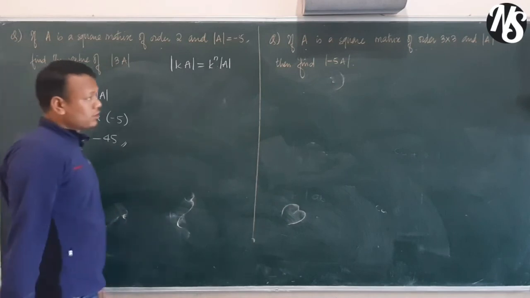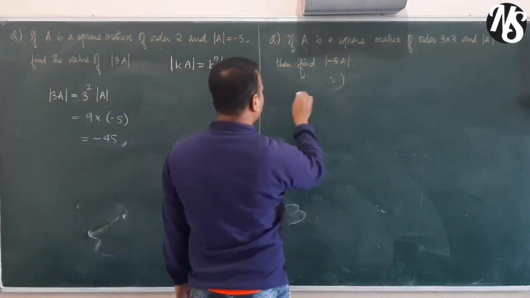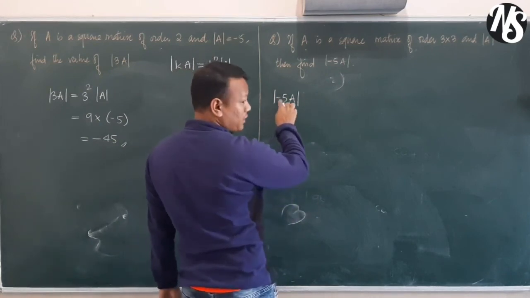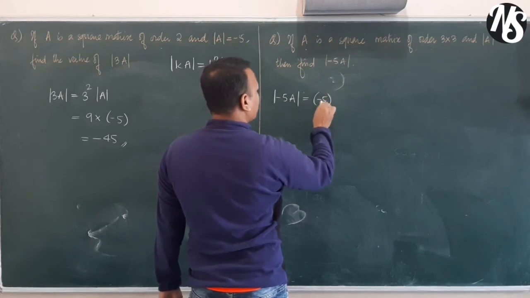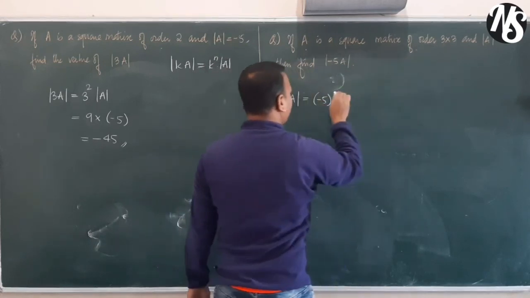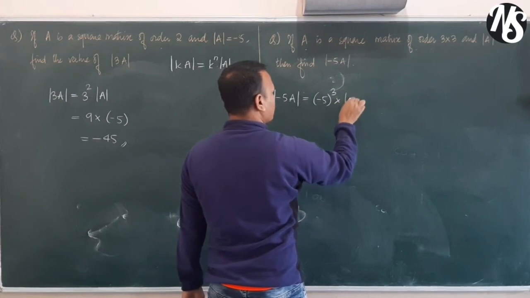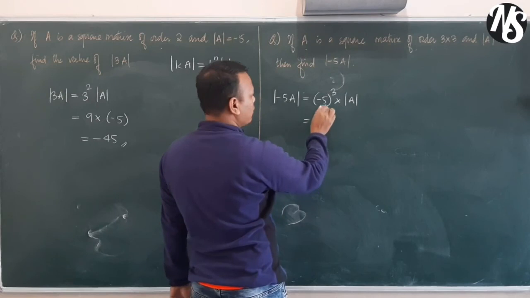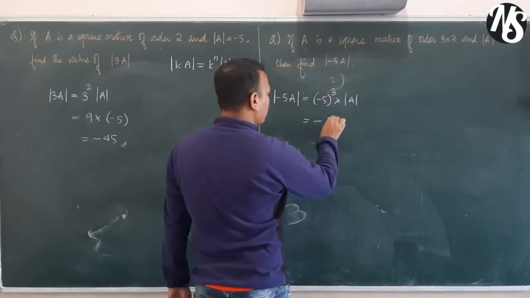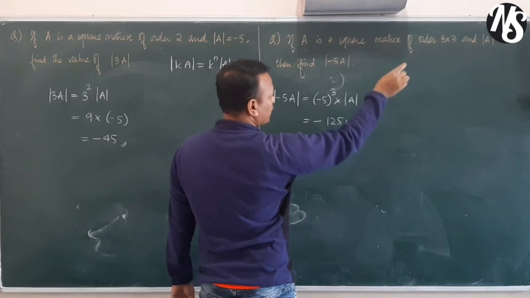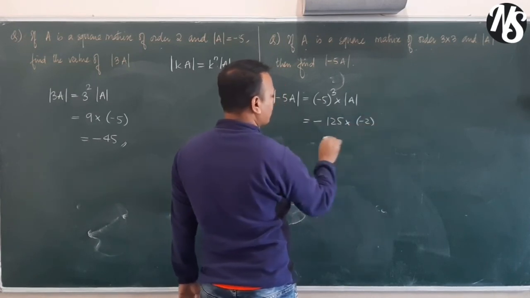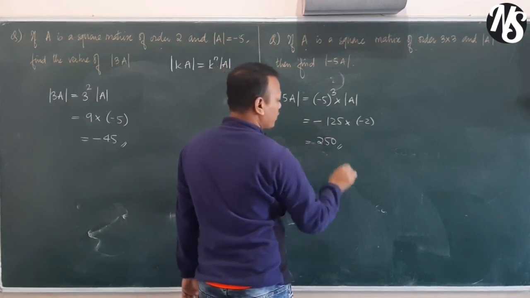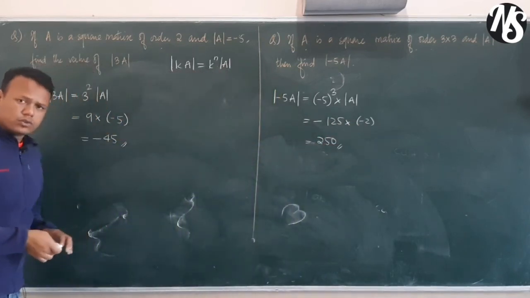Okay, let's see this one. Now similarly you have minus 5A. So k is minus 5, so this becomes k to the power n, the order is 3, right, into this one. Minus into minus cube is minus only, 5 cube is 5 into 5 into 5, which is 125, into determinant of A which is minus 2, right? So minus into minus becomes plus, 125 into 2 is 250. Okay, I hope this is clear to you.